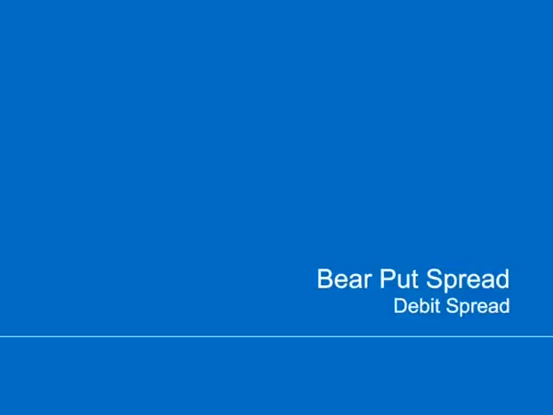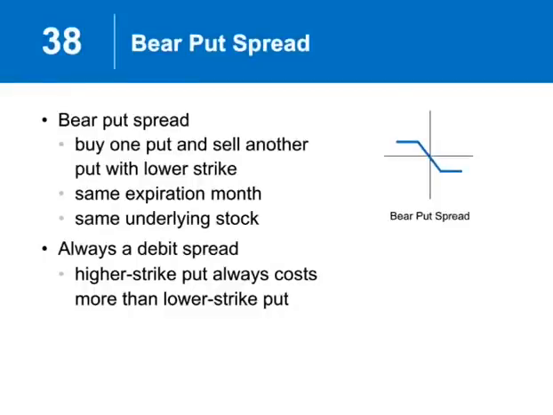Two more of these. We got the bear put spread. Okay, so the bear put spread, also a debit spread. That should be a hint as to what we're doing here. The bear put spread, just like all vertical spreads, buy one put, sell another. With the bear put spread, we're selling the put at a lower strike, and so the higher strike put, where we have the potential right to sell the underlying at that higher strike, it's a more expensive option. That's why the bear put spread is always a debit spread. Same expiration, same underlying. As I mentioned, always a debit.